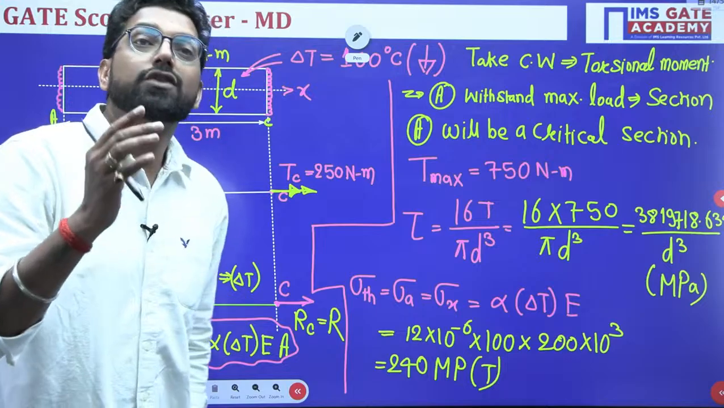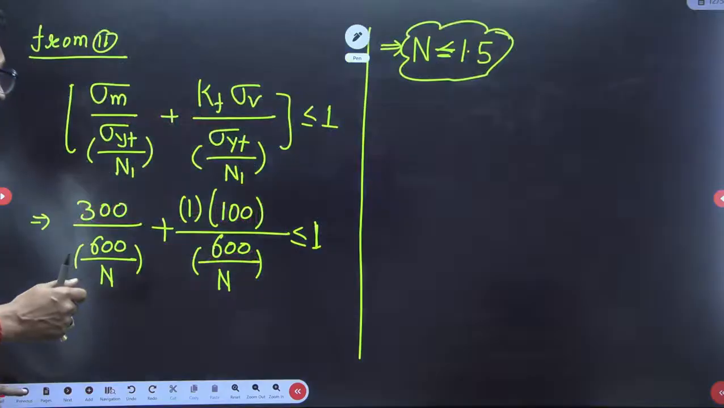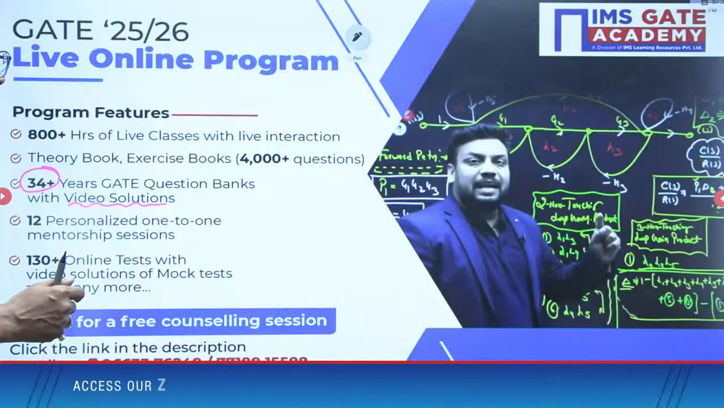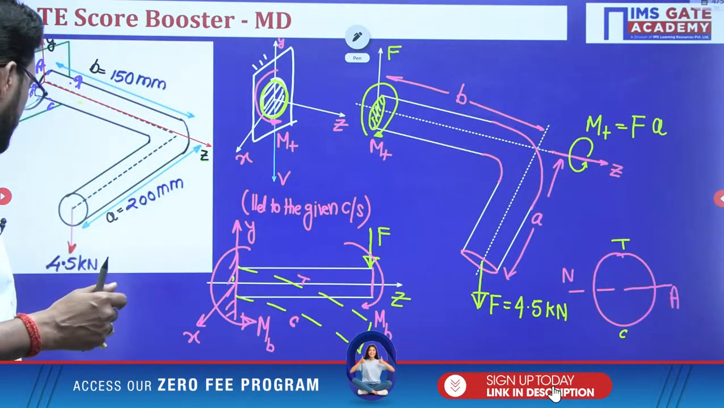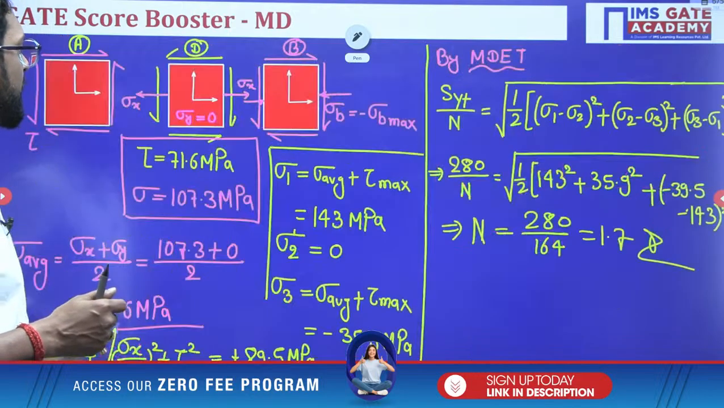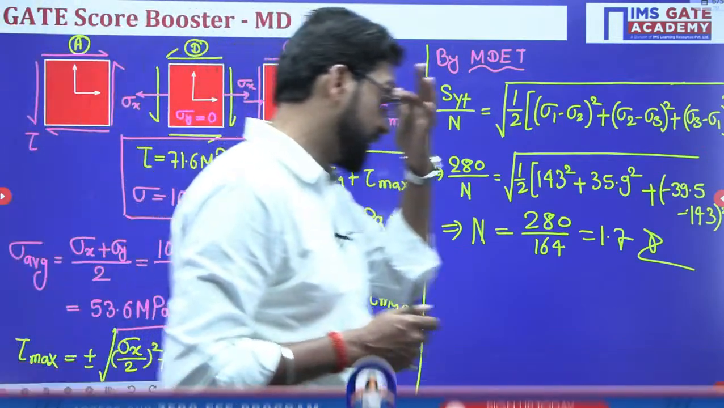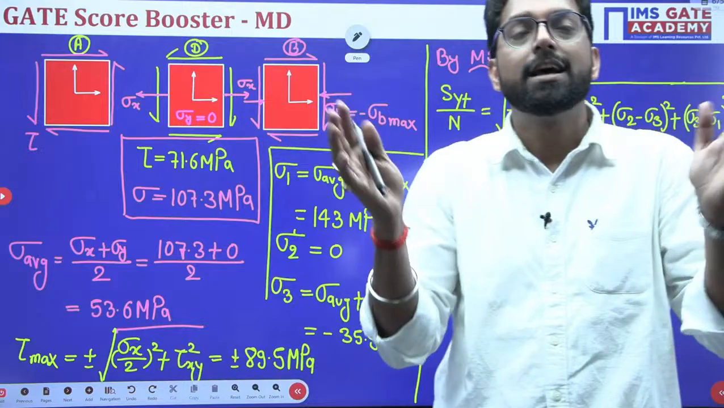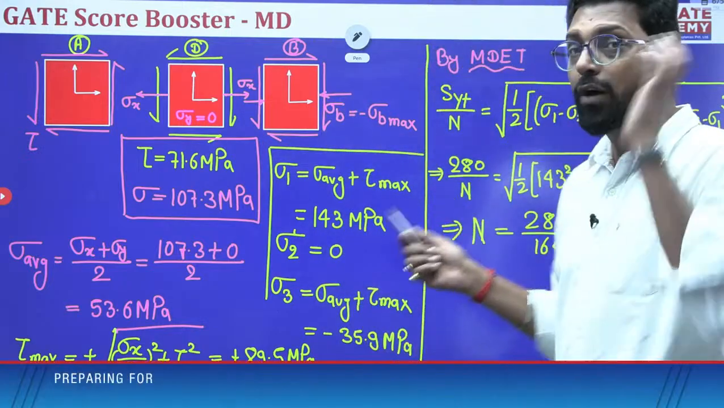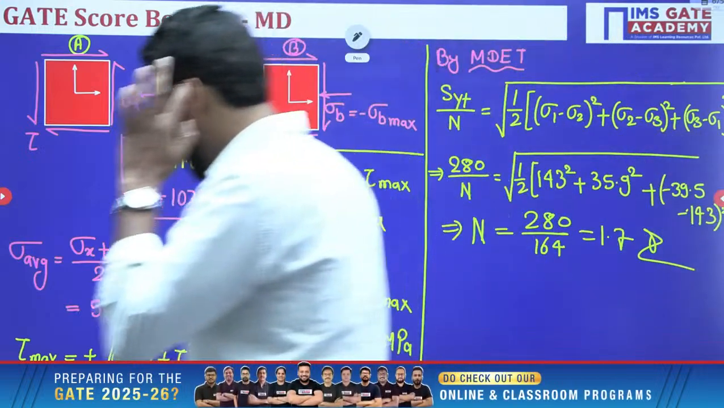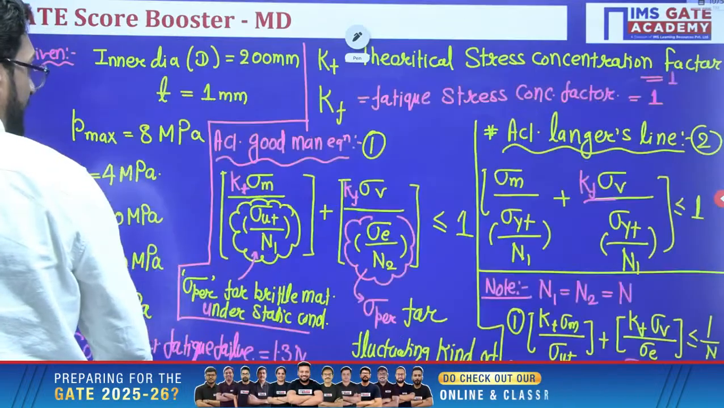If there is no first question, beta, in the first question we can also solve like that. In the first question there are only two stresses. One is your shear stress, the other one is your normal stress, that means shear stress and the axial stress. So in this sense, we have to use the direct formula of MDET.